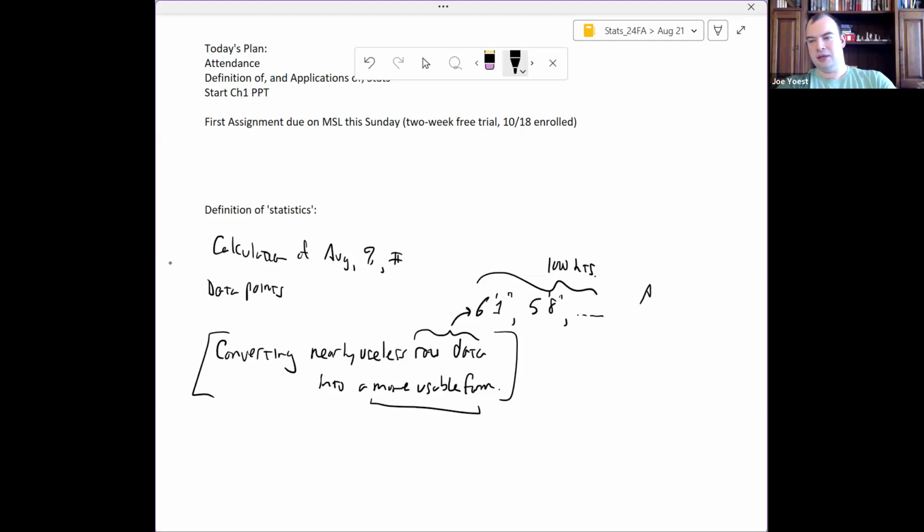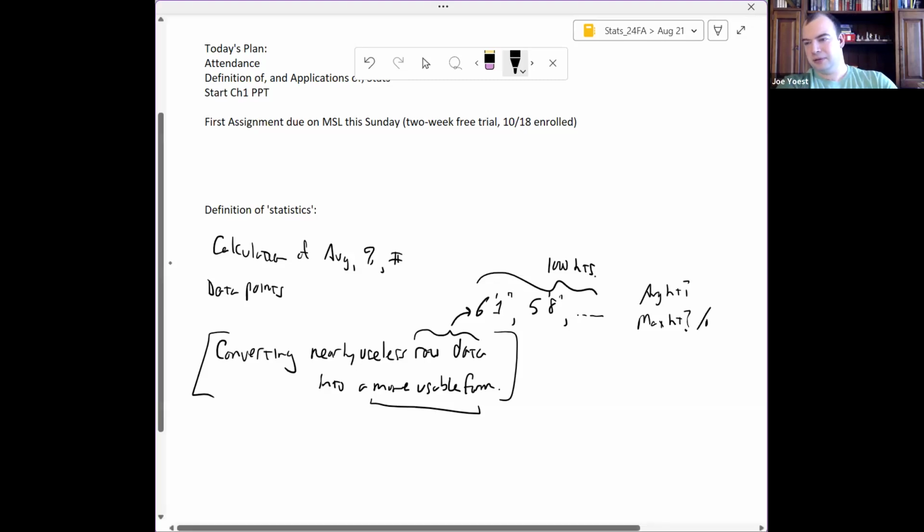I might want to say, what's the average height? Or maybe what's the max height, or maybe the min height, because if I design everything for a 6'8" tall person, then the 5'3" person is going to struggle to use that.